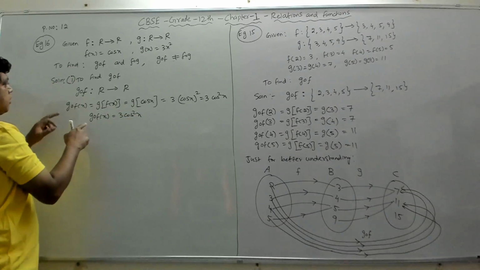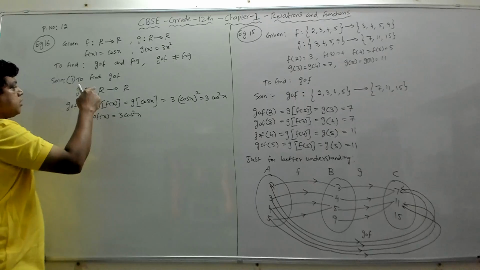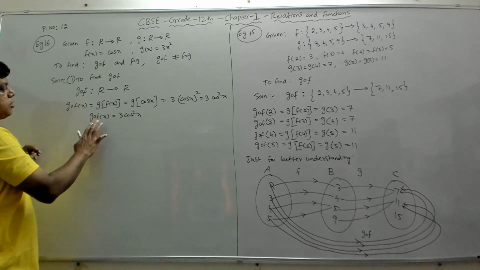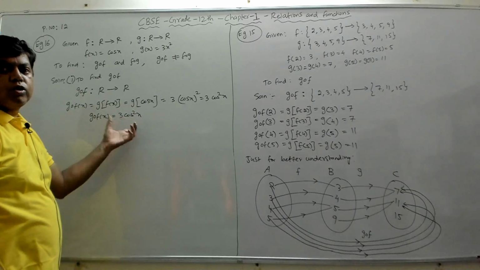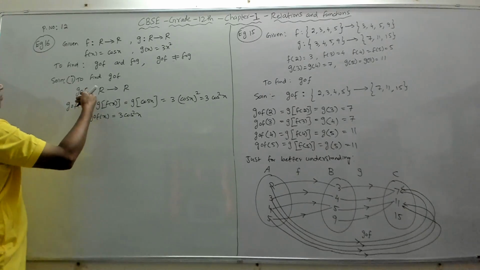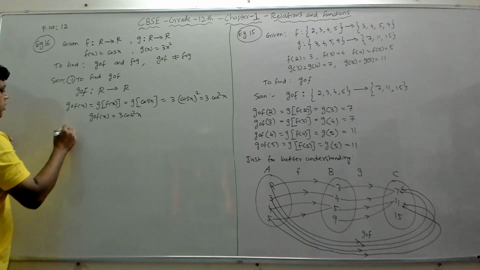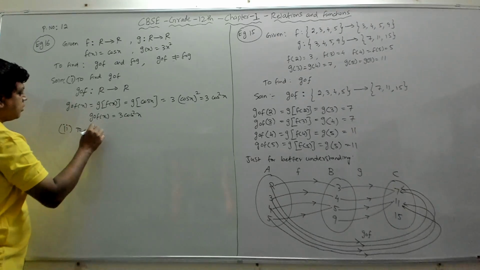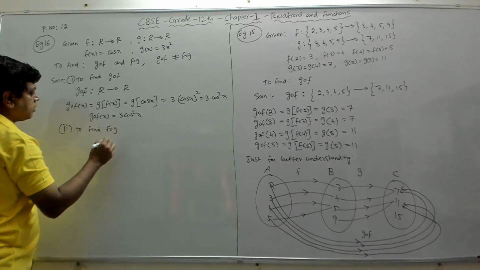So we have found the function. We have defined which set to which set the function is from, and we have also found the definition of the function. This is your g of f of x function, which is 3 cos square x. Now similarly, we should find f of g. So the second one is to find the f of g function.